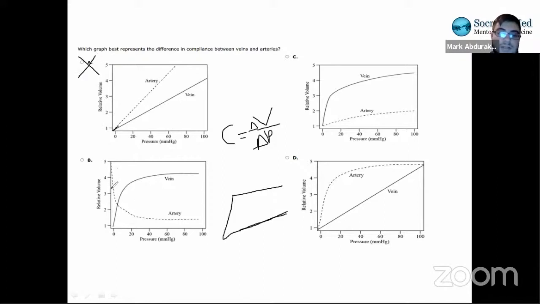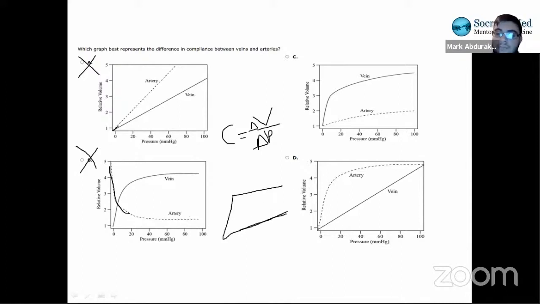B. Again, I mentioned compliance is slope. Well, arteries have a negative slope here. It never mentioned that they have a negative compliance, right? They have maybe a lower compliance, but that doesn't mean negative. Because it doesn't have a negative compliance, B is out, because there should not be any decreasing anywhere.